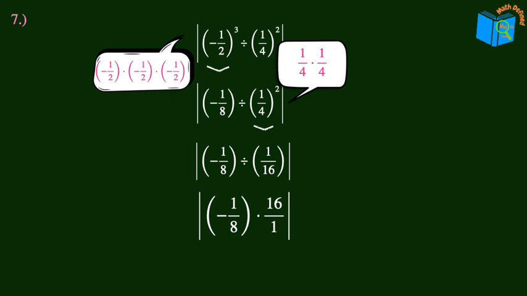Now I see that we can simplify before we multiply by cross-canceling 8 and 16. Multiplying the numerators and the denominators straight across, we get negative 2 over 1, which simplifies to negative 2. The last step is to simplify the absolute value of negative 2 to positive 2, and we're done.